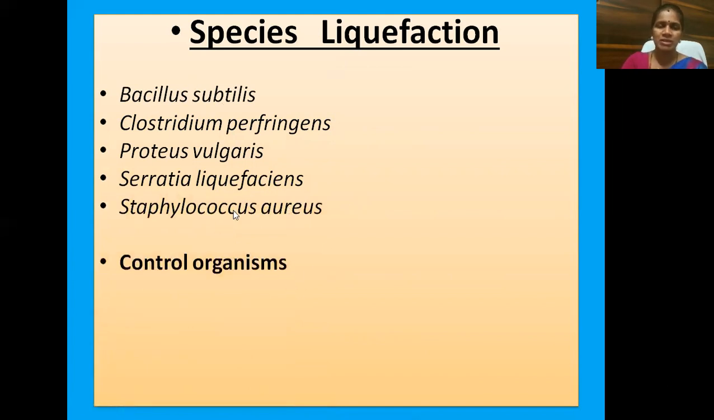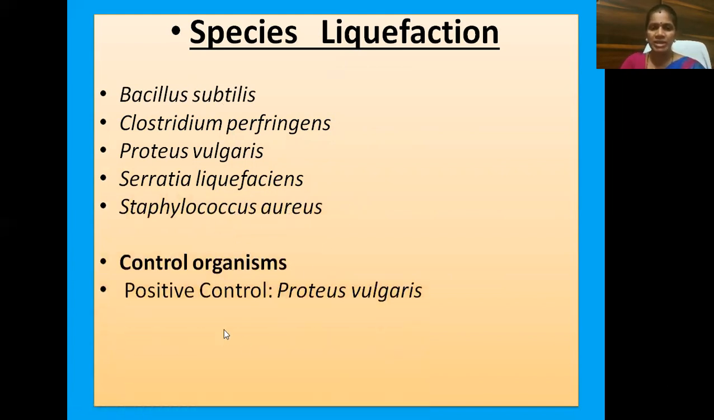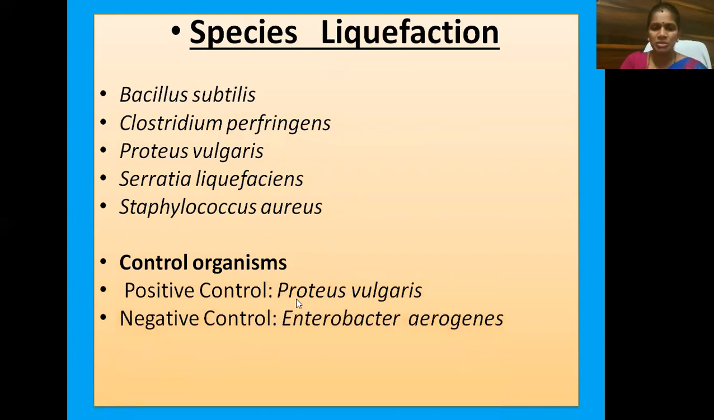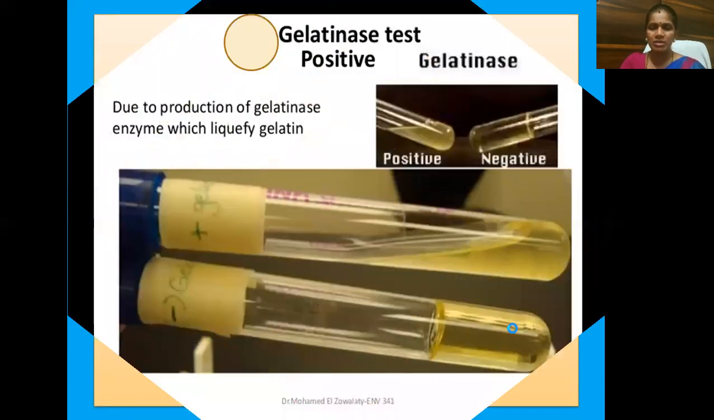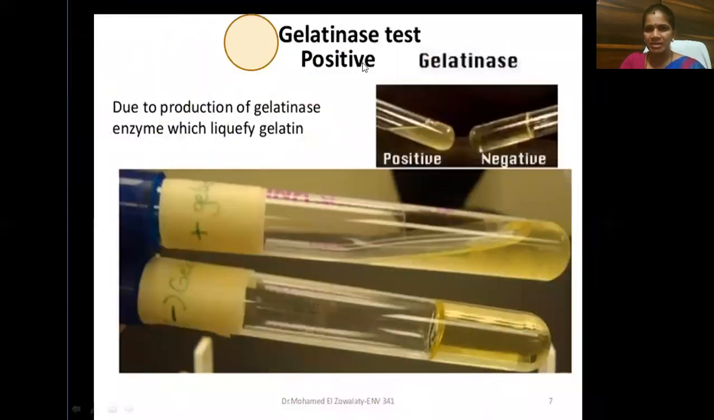Species showing liquefaction, some examples: Bacillus subtilis, Clostridium perfringens, Proteus vulgaris, Serratia liquefaciens, then Staphylococcus aureus, which have given the positive result. Control organisms: positive control is Proteus vulgaris, negative control is Enterobacter aerogenes. So this is again about the gelatinase test, positive and negative test tubes, the presence of gelatinase and the absence of gelatinase. You can make the call based on the positive result and the negative result, due to the production of gelatinase enzyme which liquefies gelatin.